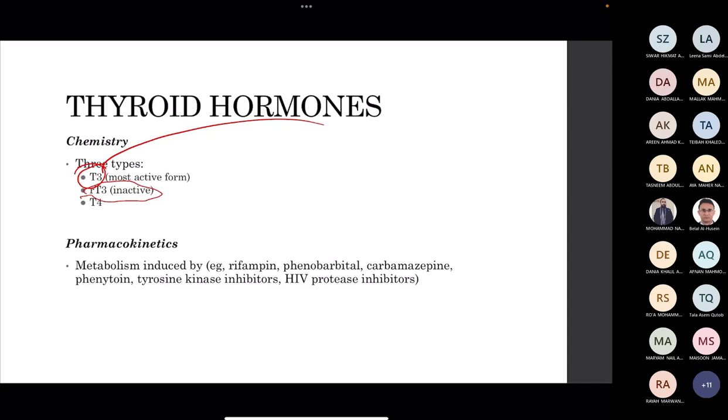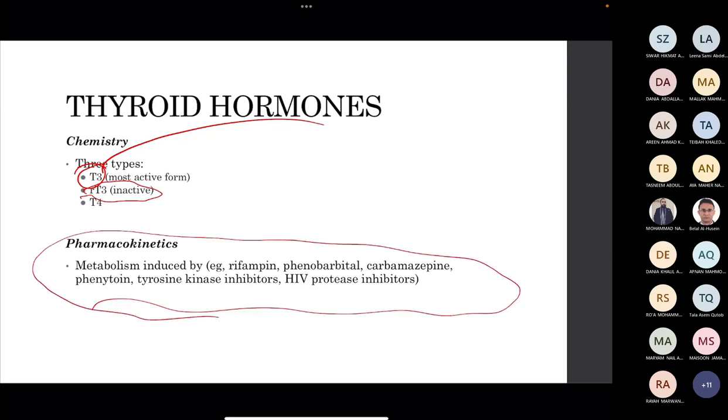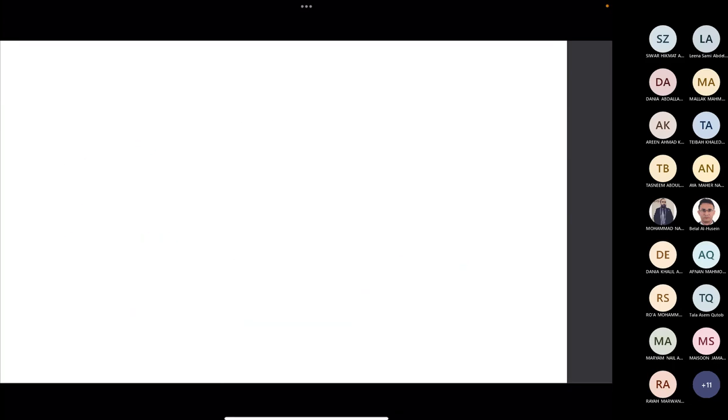Like other compounds in the body, it is metabolized and deactivated, but some agents could deactivate T4 and T3. It could deactivate it as a natural compound released from the body or as an exogenous drug. For example rifampin, phenobarb, carbamazepine, phenytoin, tyrosine kinase inhibitors, هذول بيستخدموا للcancer or some other conditions or HIV protease inhibitors هذول بيستخدموا للAIDS مثلا. Those are all enzyme inducers to the drug.